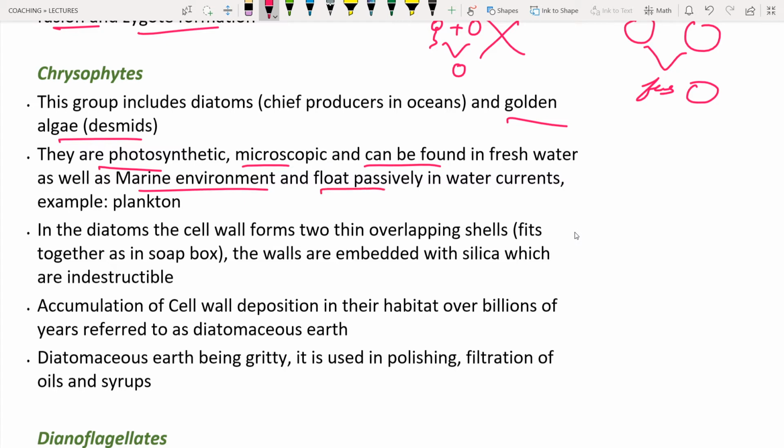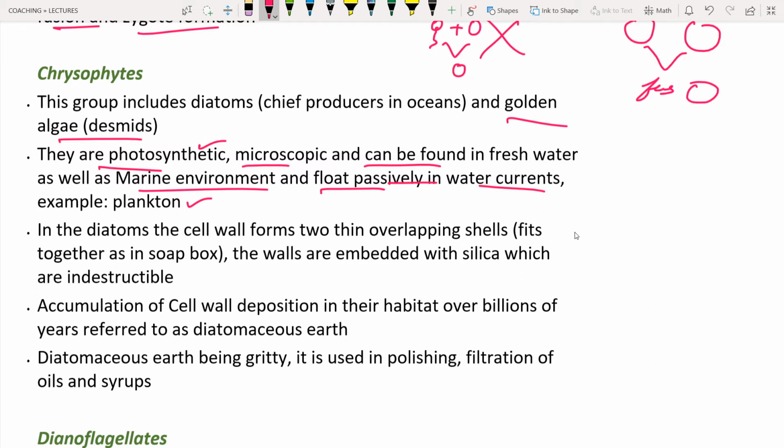And they float passively in the water currents, for example plankton. Okay, this is the main thing. And we have seen it is photosynthetic, which means it is going to perform photosynthesis. So if it is a photosynthetic organism, it has to be in the water currents. Okay, they are going to float passively, which means they are going to float on the water currents freely.